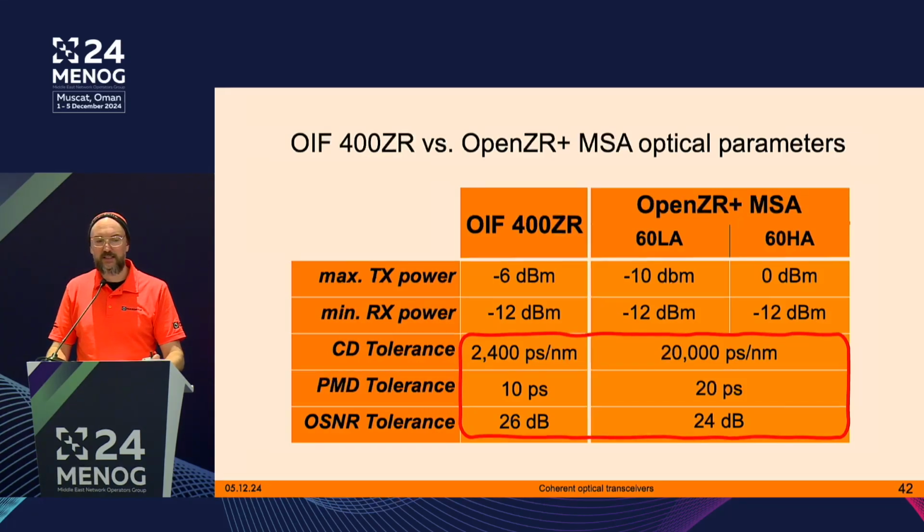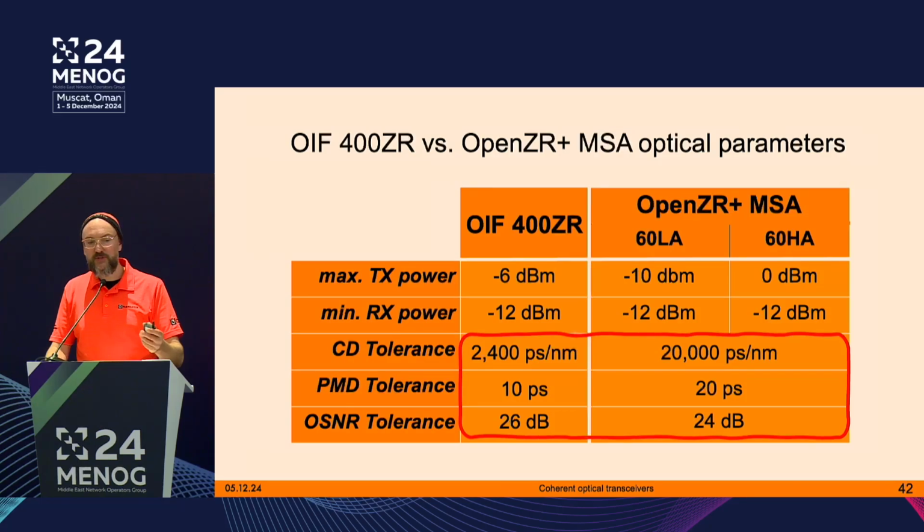They called this the 60HA. I only know what the H means, it's the high. I have no idea about the A, maybe version A. And when you look at the other optical parameters like chromatic dispersion and so on, you see the OpenZR Plus is way more ruggedized when it comes to long distance links. So we have more PMD tolerance, 20 picoseconds instead of 10 picoseconds. We have a way better OSNR, and only 2 dB difference is almost double, as we are talking dB in logarithmic.